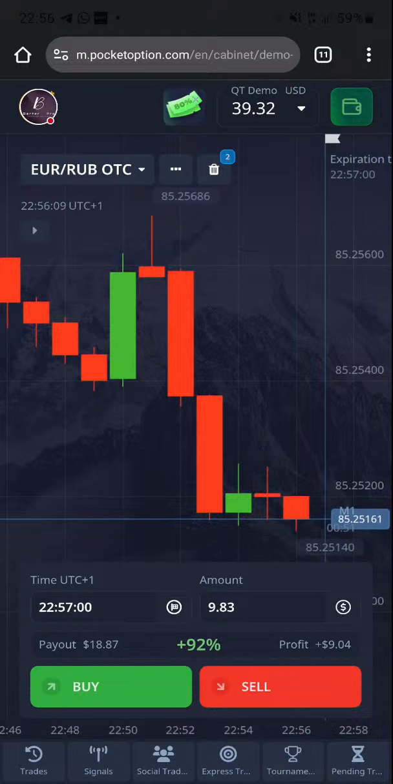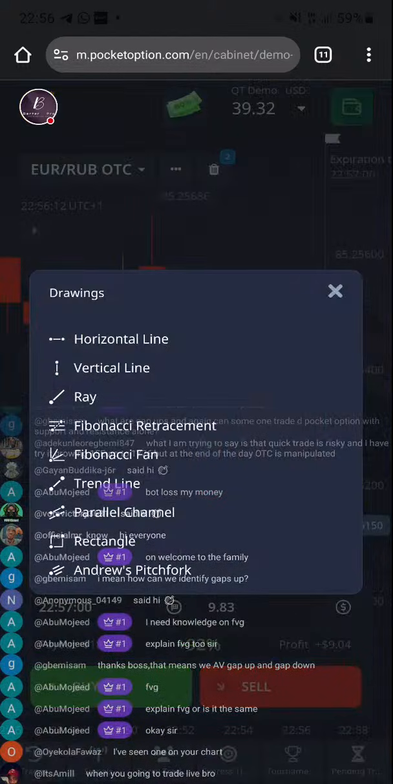Oh, this was a failed evening star pattern.